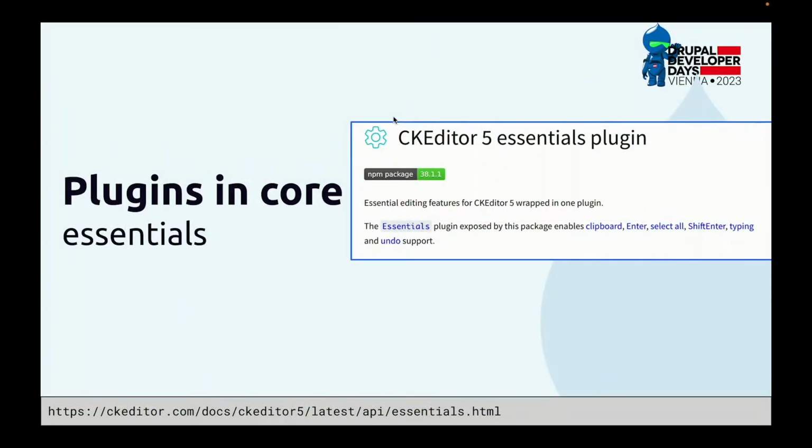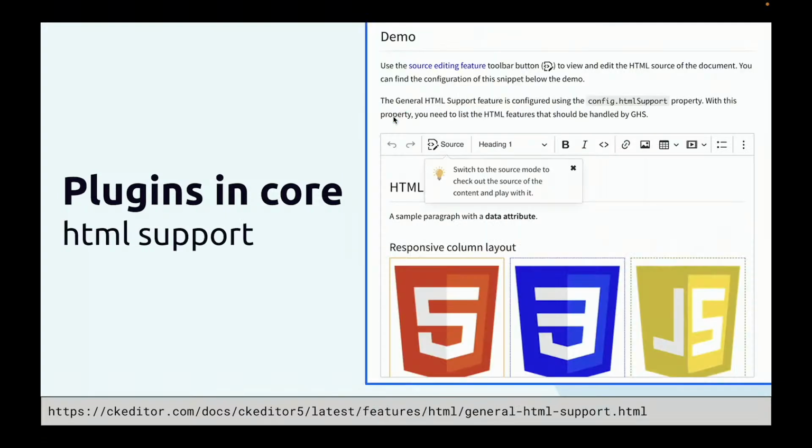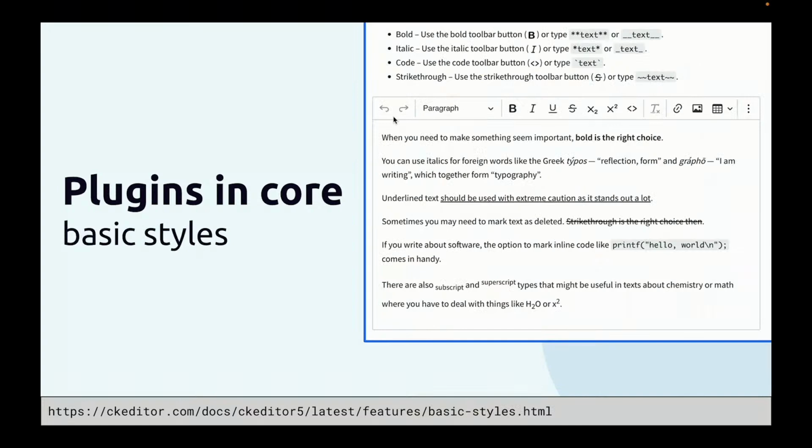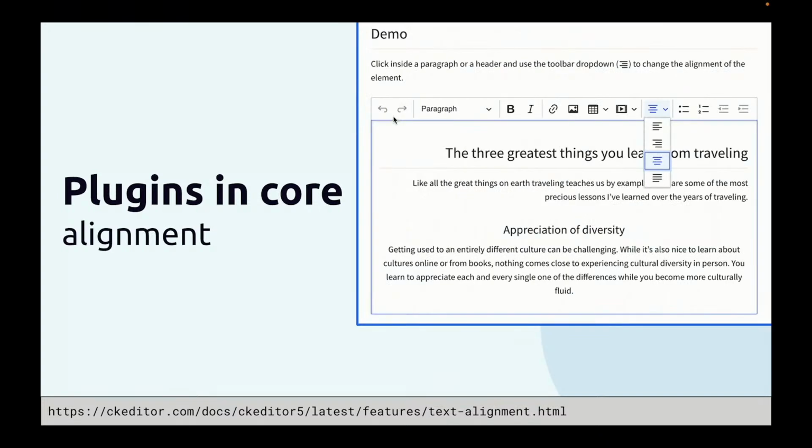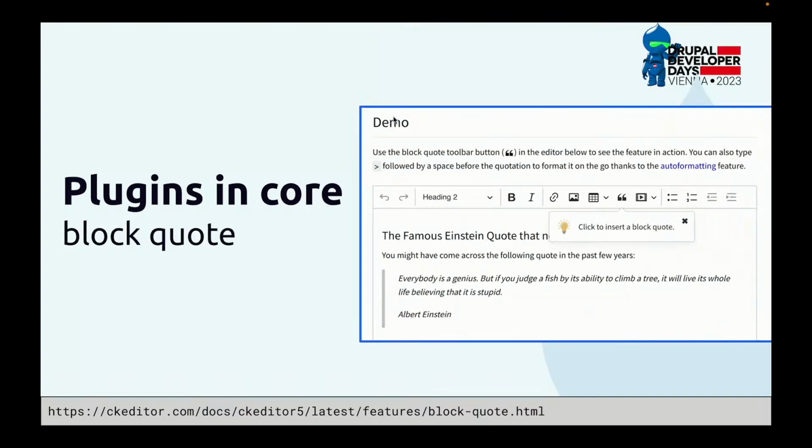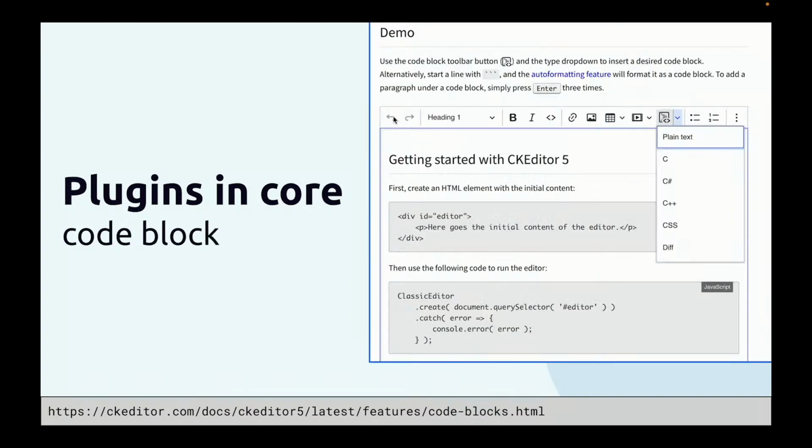The essential plugin, basically an engine. We have HTML support, so you can switch between HTML and the visual representation of it. You have basic styles: bold, italic, strikethrough, underscore. You have alignment: left, right, centered, justified. We have a block quote, again, the thing that wraps around a block quote. We have a code block.